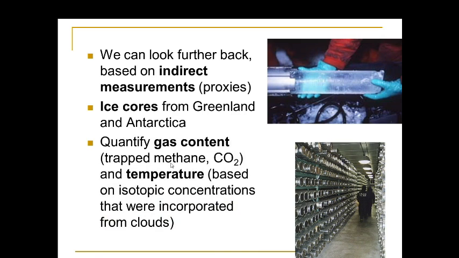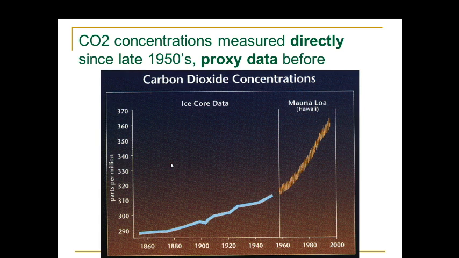We can look at these ice cores and quantify the gas content, the trapped methane and CO2, and the temperature based on isotopic concentrations that were incorporated from clouds. So the rain in the clouds had some sort of methane and CO2 content. When it came down and got incorporated into the ice core, the methane and CO2 remained fixed at what they were in the cloud.